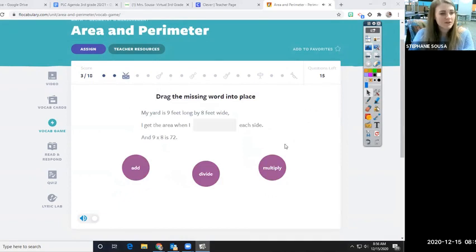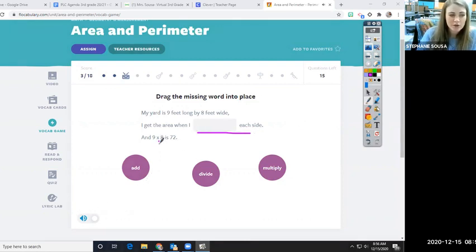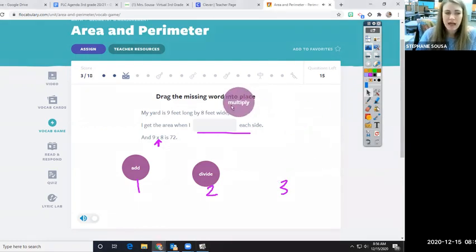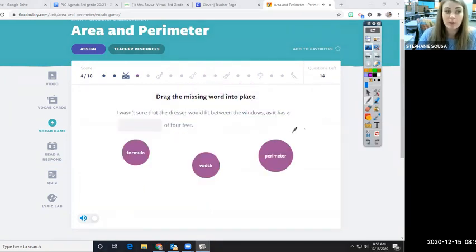All right, we got that square in there. Side? Oh, look, there's a really big hint. 9 times 8 is 72. Do we add, divide, or multiply to find the area? We multiply to find the area. Make sure you are looking at those clue words for area or perimeter.